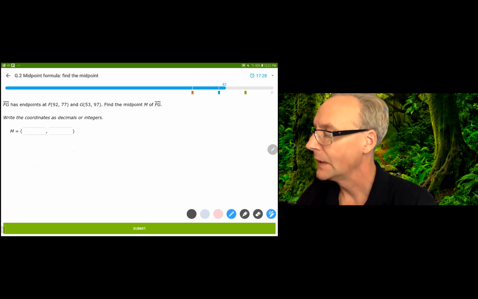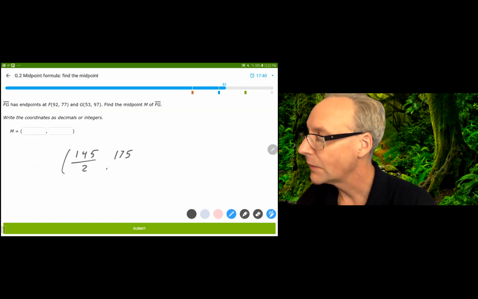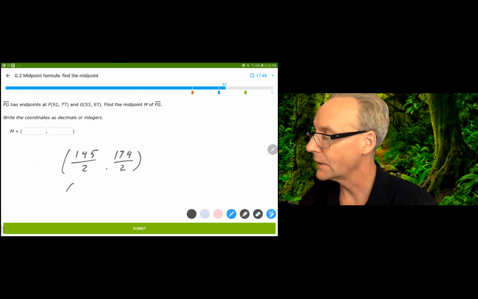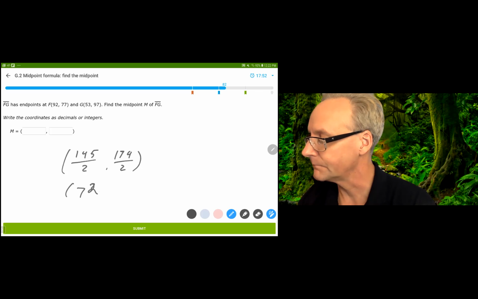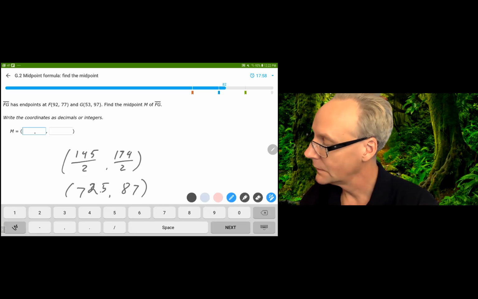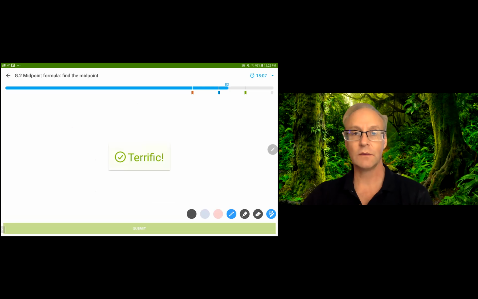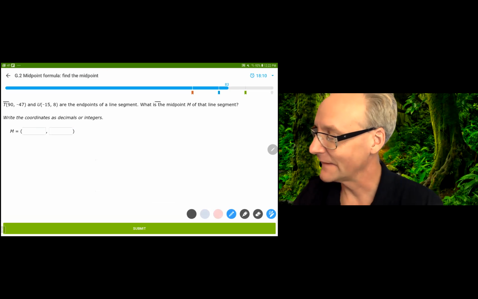All right, I'm going to write it down. 145 over 2. That's the sum of my x's over 2. And then the sum of my y's over 2 is going to be 175 over 2. Oh my God, 174 over 2. I am so slow today. I think my brain is turning off. It's going to be 72.5. And this one is going to be 87. If I miss that one, I'm going to start again. Pretend like I never make mistakes.